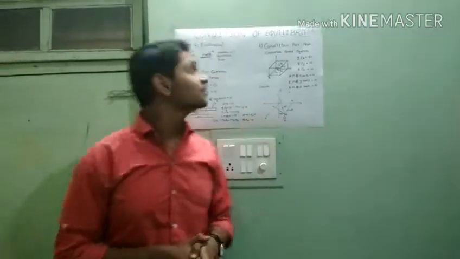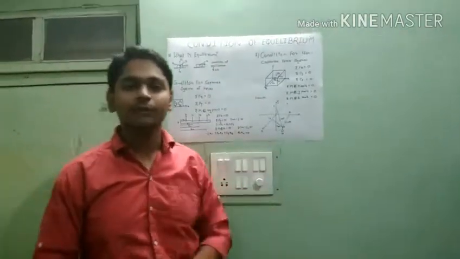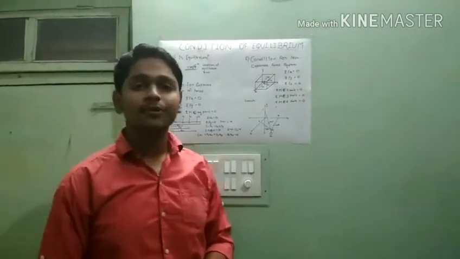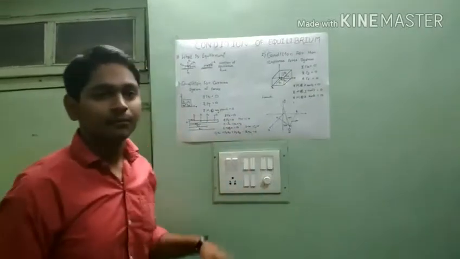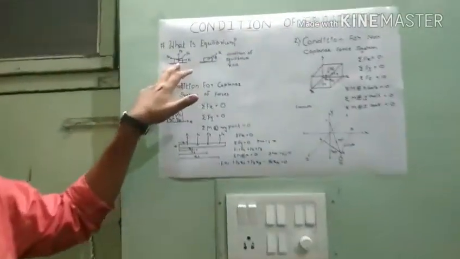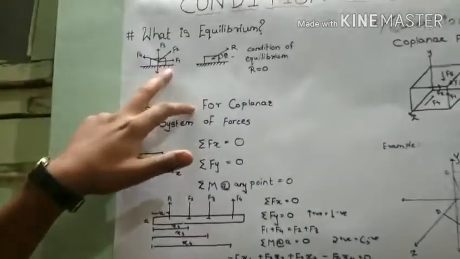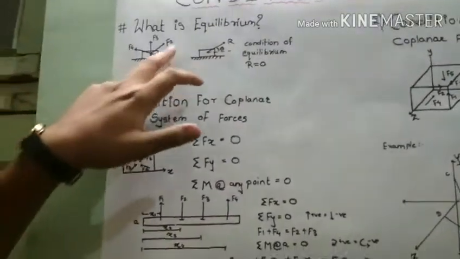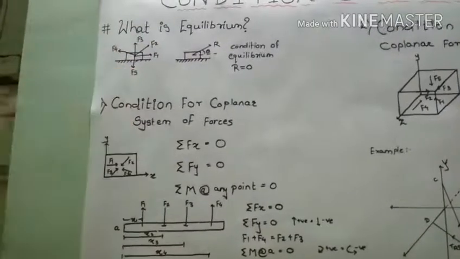Today we are going to discuss the condition of equilibrium. Before going towards the condition of equilibrium, we should know what equilibrium is. Take an example: a block resting on a horizontal plane. There are 5 forces acting on it: F1, F2, F3, F4 and F5.